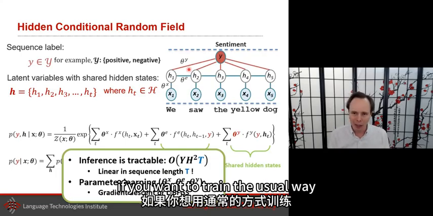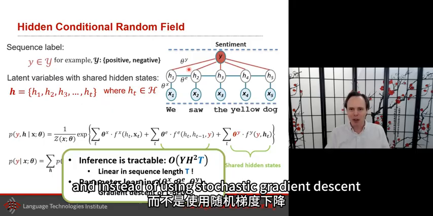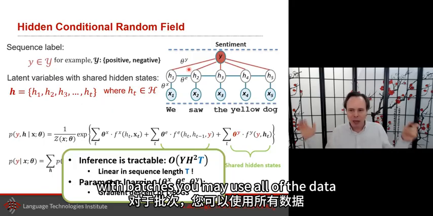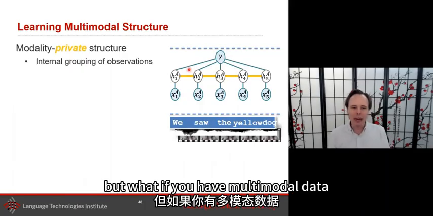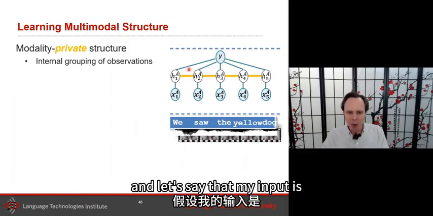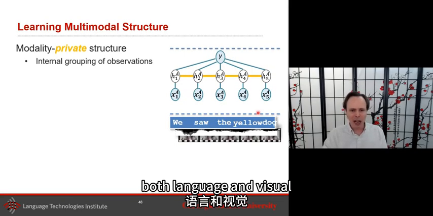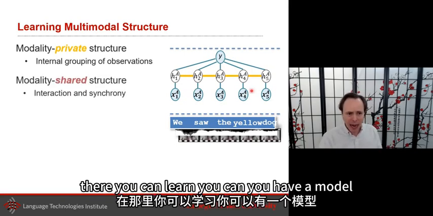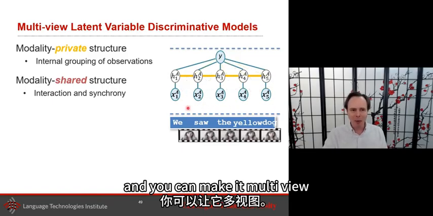If you want to train the usual way, you will use more of a Newton-based approach. And instead of using stochastic gradient descent with batches, you may use all of the data. But this is non-multimodal. But what if you have multimodal data? Let's say that my input is both language and visual. There you have a model and you can make it multi-view.